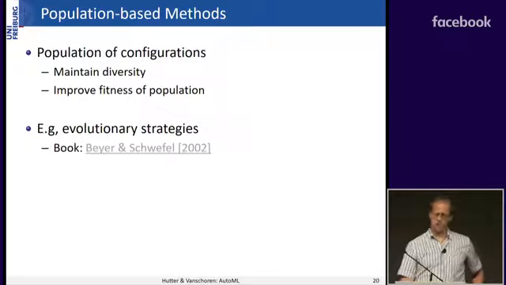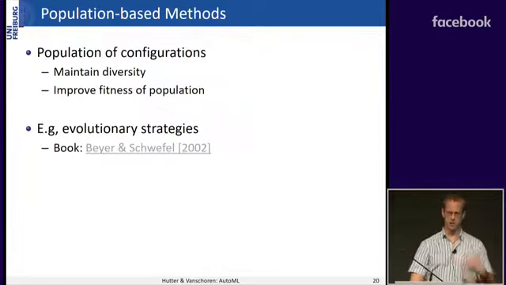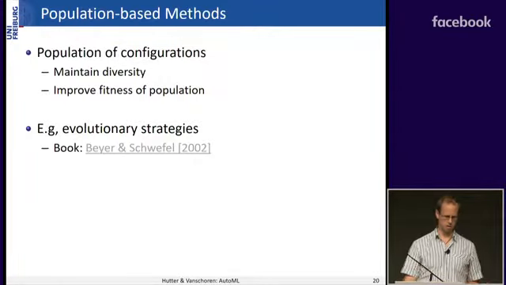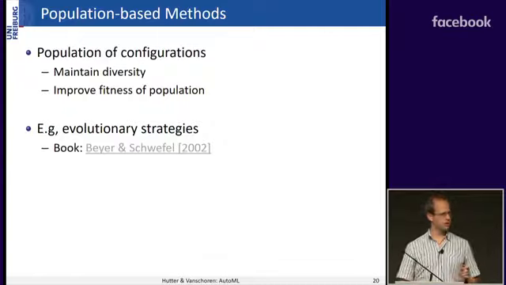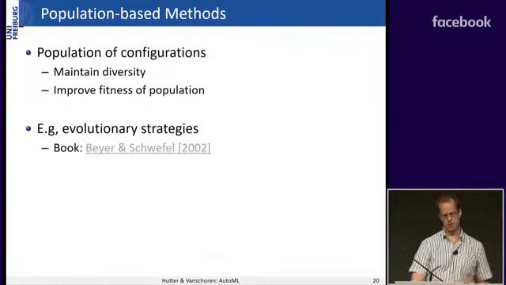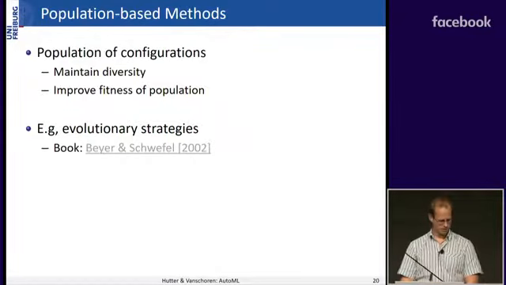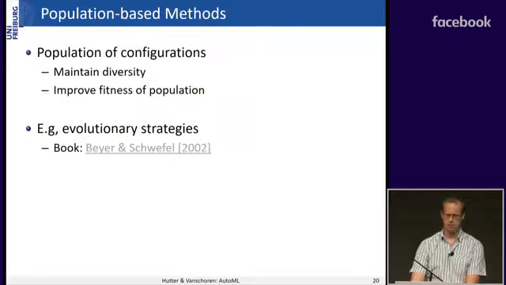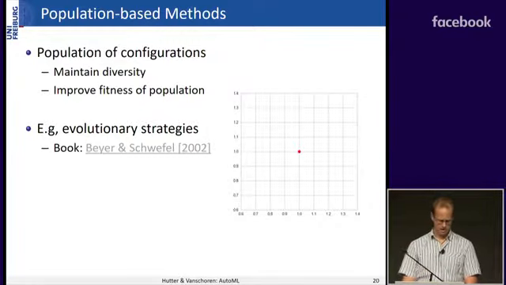A final model that is not Bayesian optimization that I wanted to mention is population-based methods, because they're also used in neural architecture search. There you have a population of different configurations, and you want to maintain diversity, and you don't want to stagnate. You don't want all the configurations to be the same. But you also want your population to improve over time. One example of population-based methods are evolutionary strategies, and they work as follows.